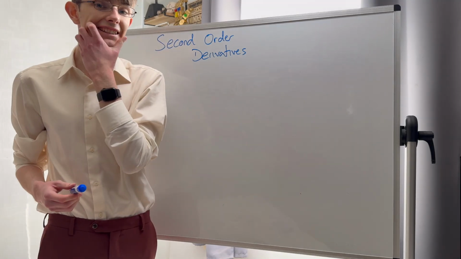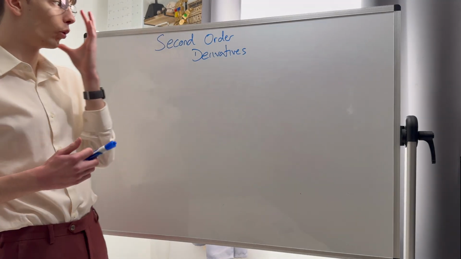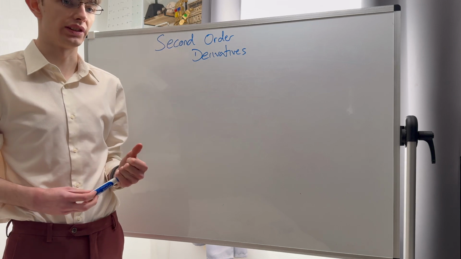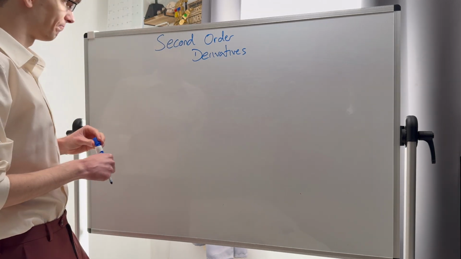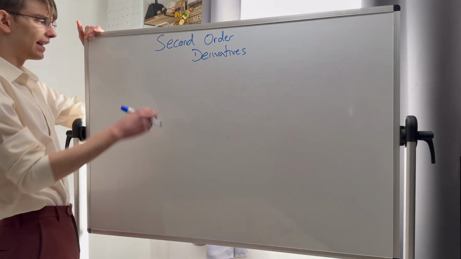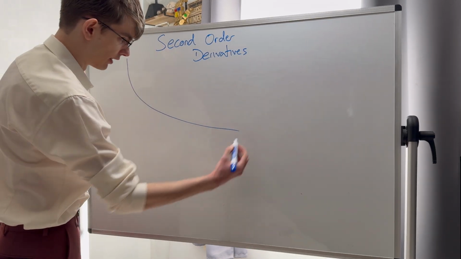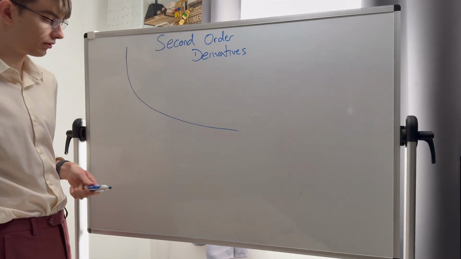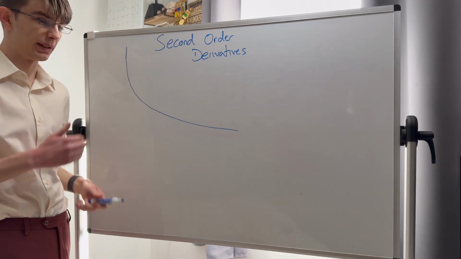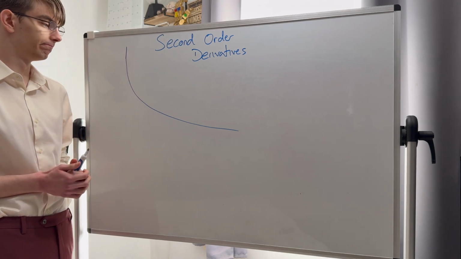Okay, let's now talk about second order or higher order derivatives. So, what do we mean by that? Well, let's say I've got a curve that looks like this. Okay? Just a nice, weird looking, kind of exponential curve.